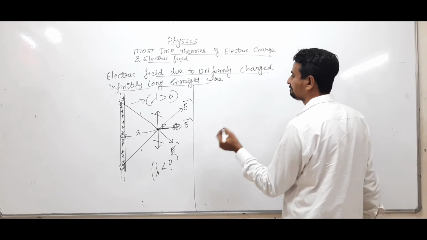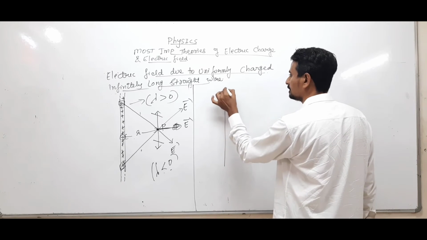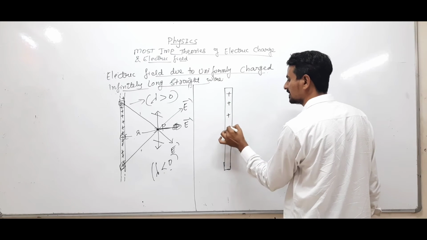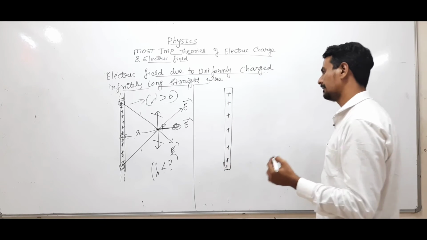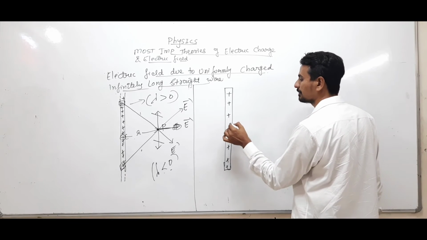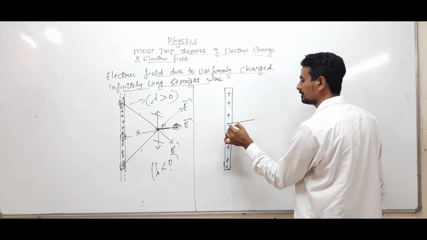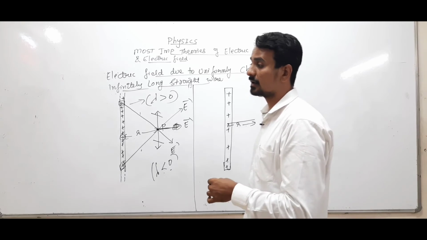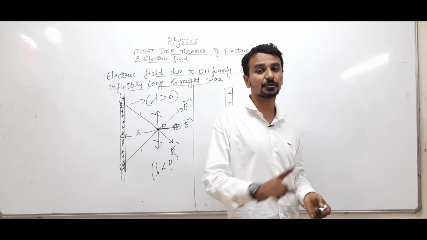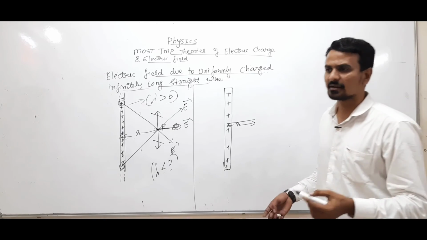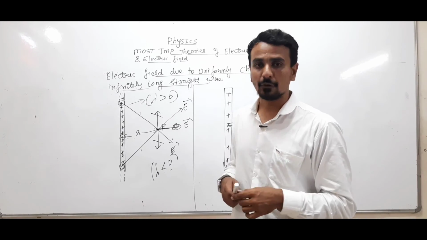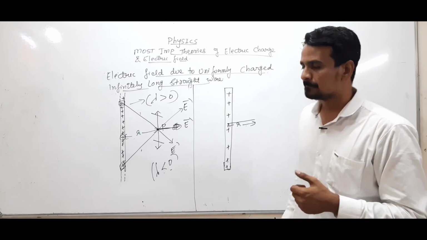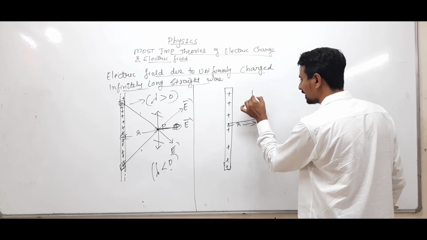Clear? Now, positive charge is distributed on the wire. We have been asked to calculate the electric field at a distance r. Whenever you are dealing with Gauss theorem, first you will have to make a Gaussian surface. The Gaussian surface for a point charge will be spherical. For an infinitely long straight charged wire, the Gaussian surface will be cylindrical. So first we will make a cylindrical Gaussian surface.